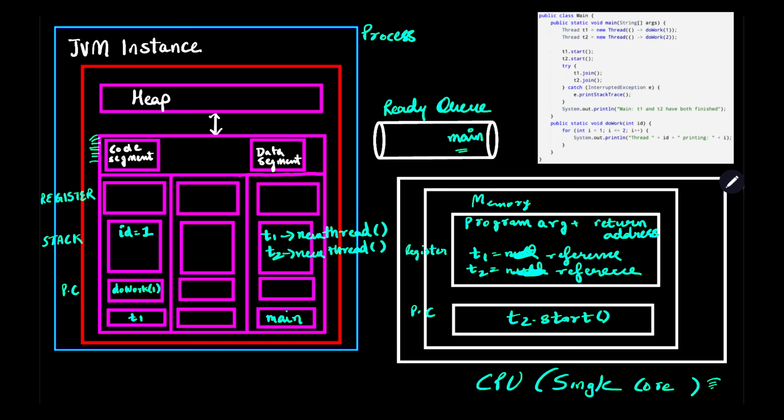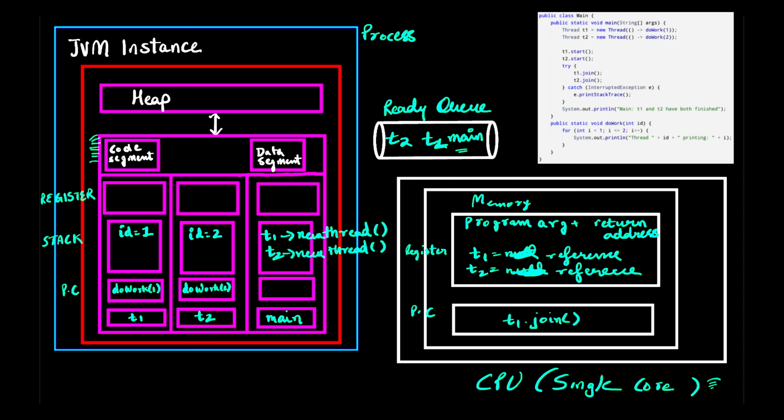After executing T2.start, it does the same process for thread 2. A new thread is created, a new stack frame is allocated, the program counter points to doWork2, and the stack contains id equal to 2. And the program counter of the CPU moves to the next instruction, that is T1.join. Now one thing we have missed: after we create thread 1 and thread 2, the OS will put them into the ready queue also.